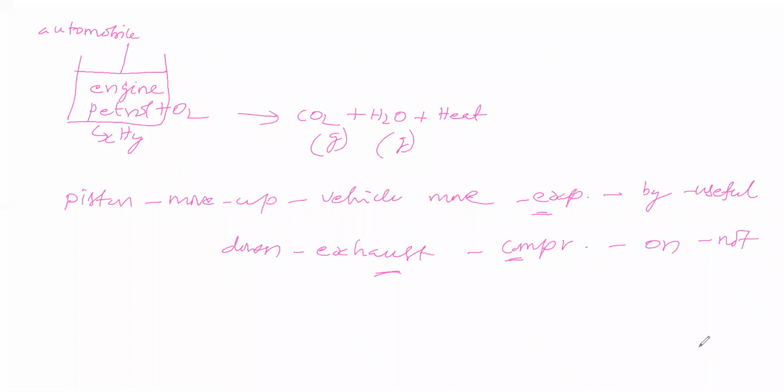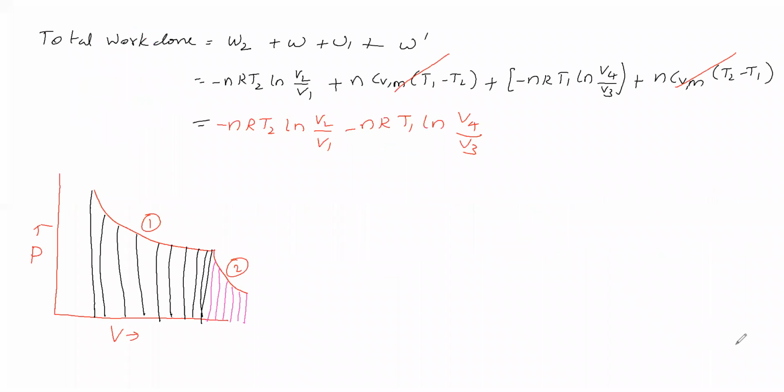Okay, sir, which is useful work, which is not useful work, we got an idea. Step 1 is called expansion. Therefore, work done by the system. Work done by the system is the area under the curve. This work is called useful work. Number 2 is also expansion. Area under this curve is called work done. This work done is also useful work.